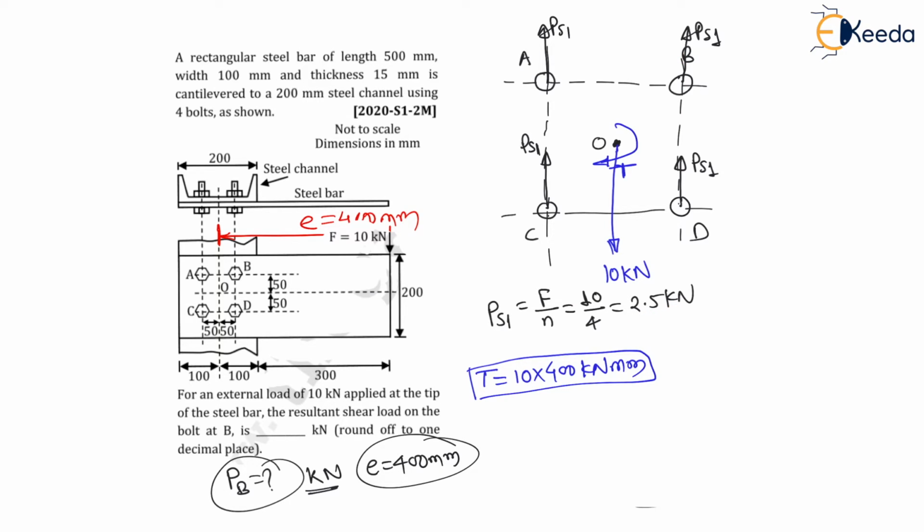Now my dear students, to balance this 10 kilonewton we have applied 2.5 kilonewton in each bolt, but there is a torque also. Here there is a torque of magnitude 10 kilonewton into 400 mm. This torque we also have to cancel. This torque is in clockwise direction, so to cancel this torque, we have to apply anti-clockwise torque on each and every bolt.